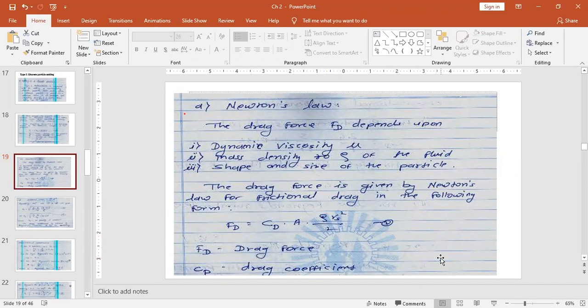Fd is the drag force and Cd is the drag coefficient. The drag coefficient depends upon the Reynolds number. What is the relation between the drag force and Reynolds number? That relation will vary with the Reynolds number. If Reynolds number is more than 10 raised to 3 or 10 raised to 4, then it will be considered as turbulent flow, and in that case the value of Cd will be different. When it is in laminar flow, the value of Cd will be different. Likewise, the value of Cd will change. It depends upon the Reynolds number. That further part we are going to see.